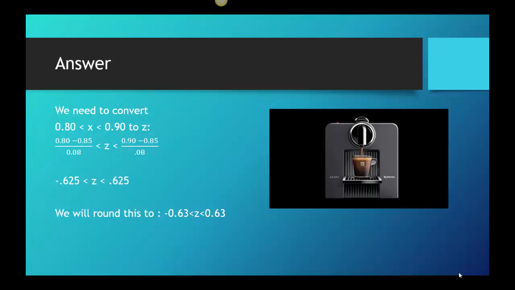So we will convert 0.8 minus 0.85 over 0.08, and also 0.9 minus 0.85 over 0.08. So I got these two numbers, negative 0.65 and positive 0.65. Remember, when you look at your chart, it only goes to 2 decimal places. So anytime you get more than that, just use regular rounding to change it into 2 decimal places. So I'm changing these negative 0.65 and positive 0.65 into negative 0.63 and positive 0.63.